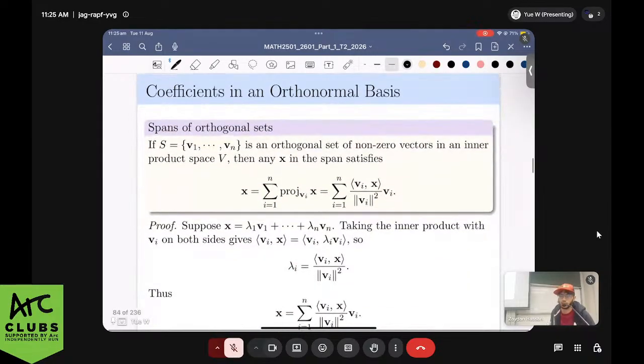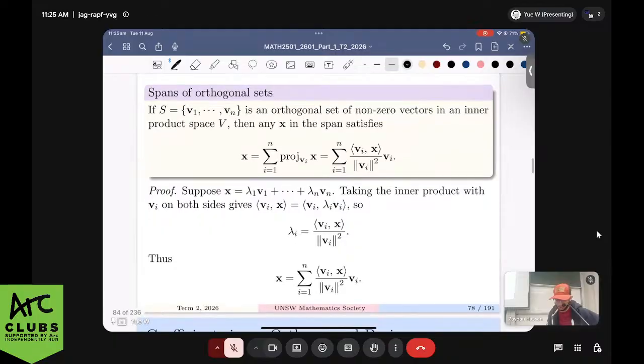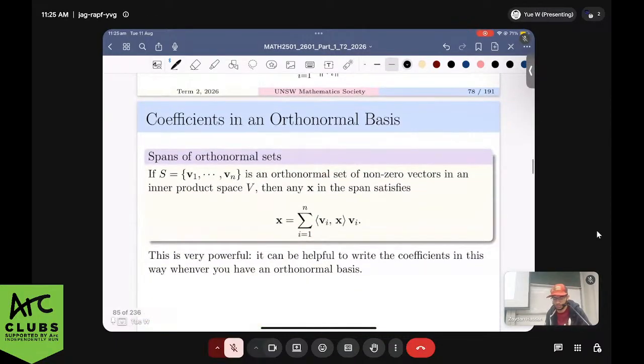Now, coefficients in an orthonormal basis. If you have an orthonormal basis or an orthogonal basis, and you want to write something in the span of that, the coefficients actually have a nice form. The coefficients are determined in terms of inner products. This is the easier formula. If it's an orthonormal basis or orthonormal set, then x is obviously some linear combination of these, because it's a basis, but those scalars actually have a form. They're the inner product of x with each basis vector. I'll just zoom into this.